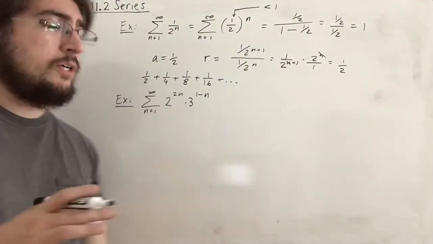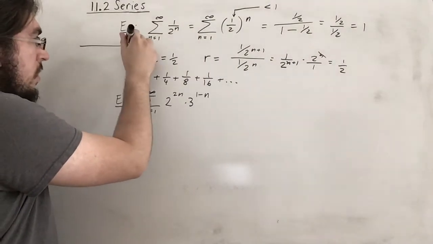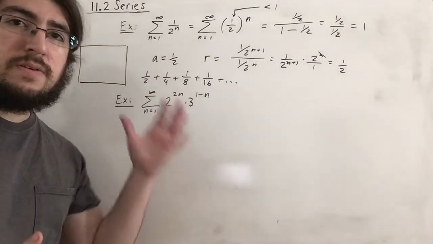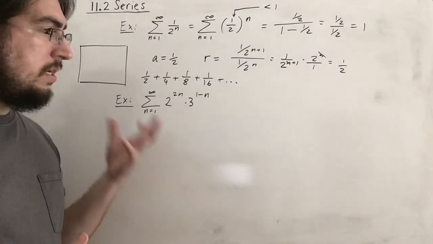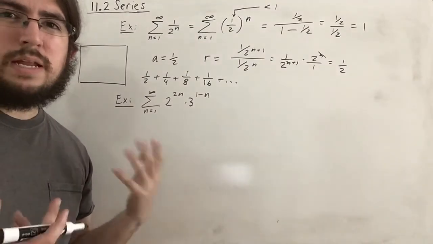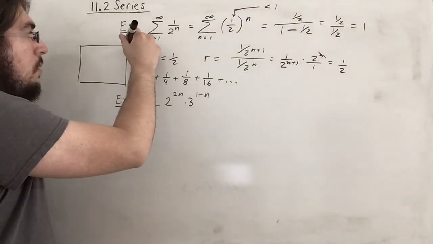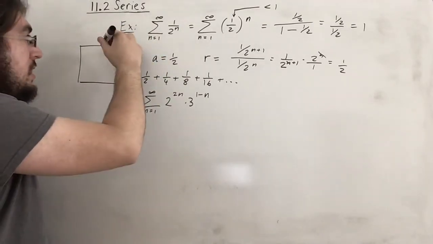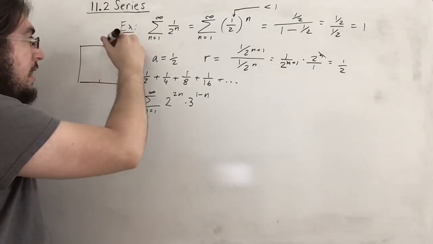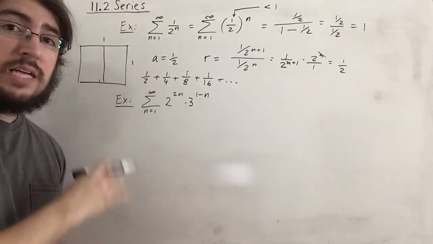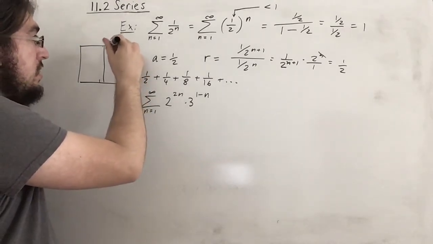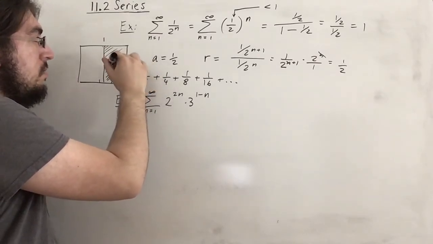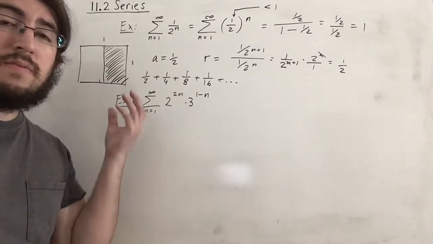Now I said I would show you a picture. The picture I want to show you here is just a square. There are other types of geometric visualizations of these types of series, but I think this one is the one that hits home, at least for me. So we're going to consider a square of area 1. If we cut this in half, like this, then the area of each side is 1/2. So if we shade one side, what we have shaded is a rectangle of area 1/2.